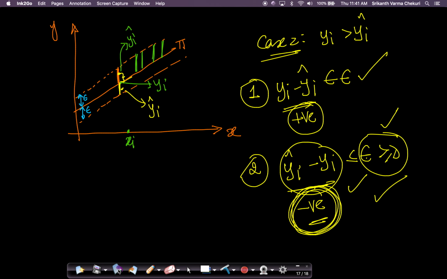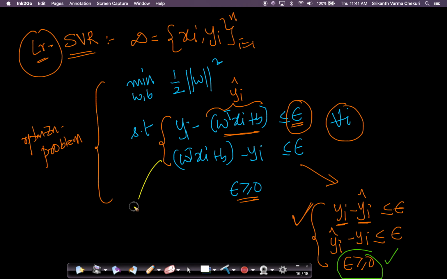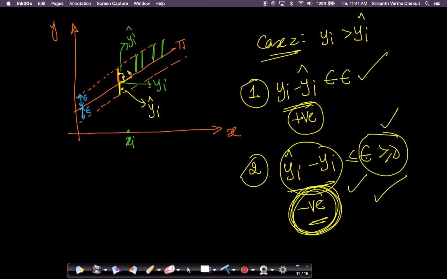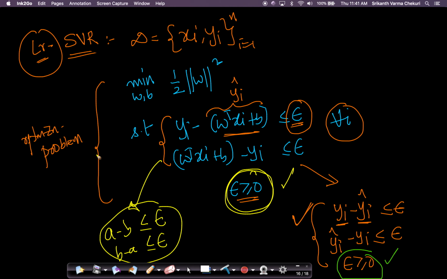I completely understand this confusion. These constraints look like a minus b less than or equal to epsilon and b minus a less than or equal to epsilon. But there is a third constraint which we have to keep in mind, which is epsilon greater than or equal to 0. Your yi hat could be above or below the yi, but as long as it is in the epsilon tube around it, the constraint should work gracefully. I hope this confusion is clarified now. It's a very valid confusion because I remember going through the same thing when I was learning in my graduate school.